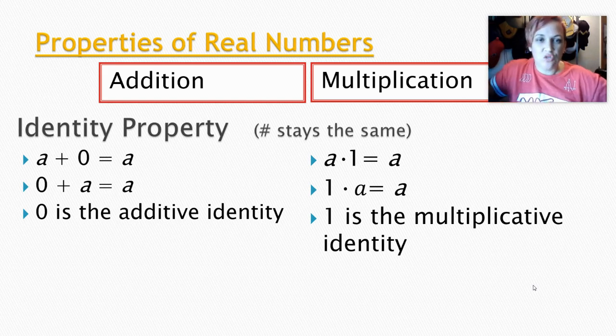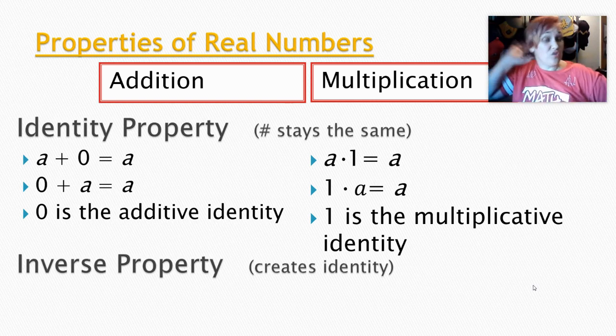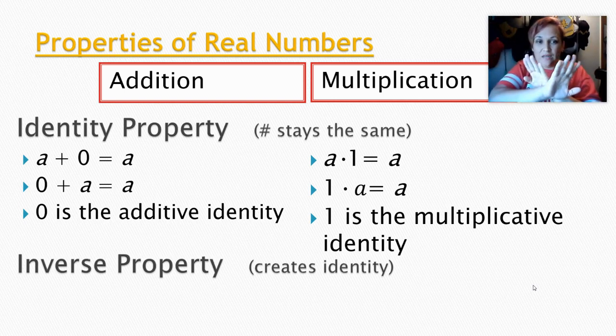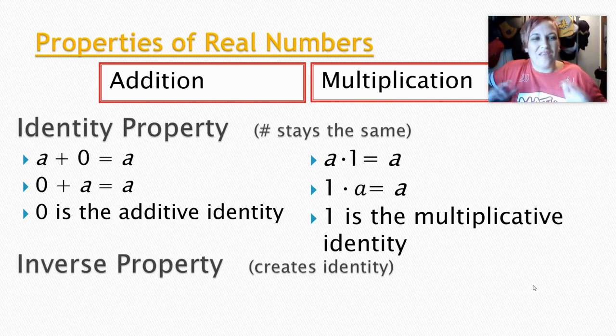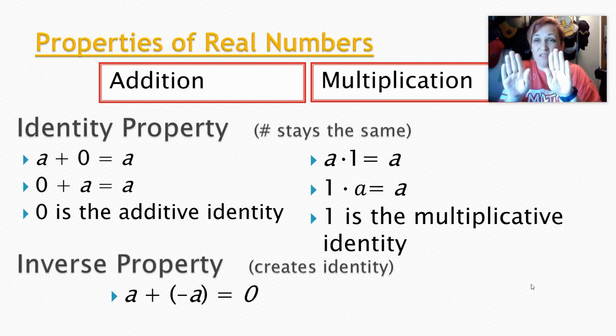Okay, we've got two more properties. The next one is the inverse property. We very briefly talked about this on those vocab words at the very, very beginning of this video. The inverse property is when you take a number and you add a number to it, and you get the identity. So for adding, we're looking for a number plus another number, and the answer is 0. And that happens when we add a number with its opposite. And we talked about the word opposite earlier. The opposite of a number is its inverse. Because when you add a number and its opposite, you get the identity of 0.